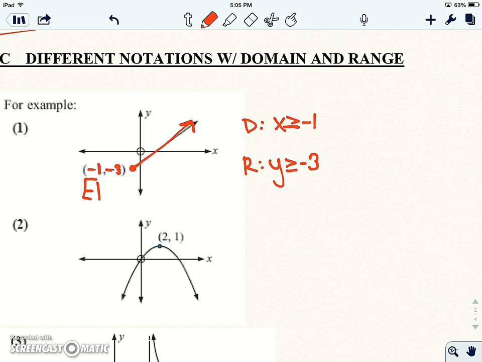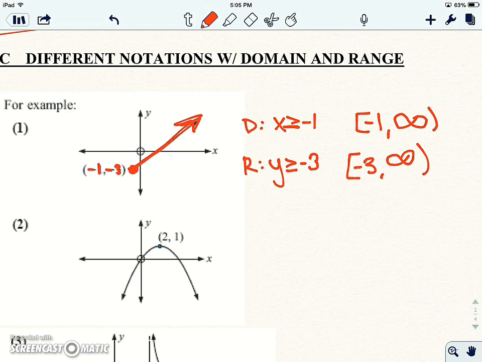and to get this equal to symbol we'd use the closed bracket, so we're starting at -1, and we're doing all numbers up to infinity, and since you can't ever touch infinity, it is an open bracket. For the range, again, we're starting at -3 and we're heading up. So it is from -3, we do touch -3, and it goes up to infinity.